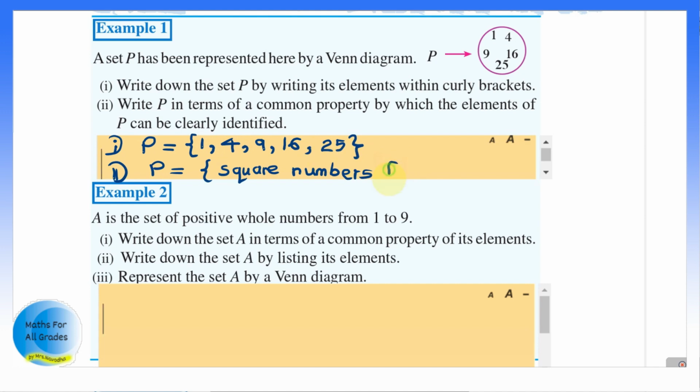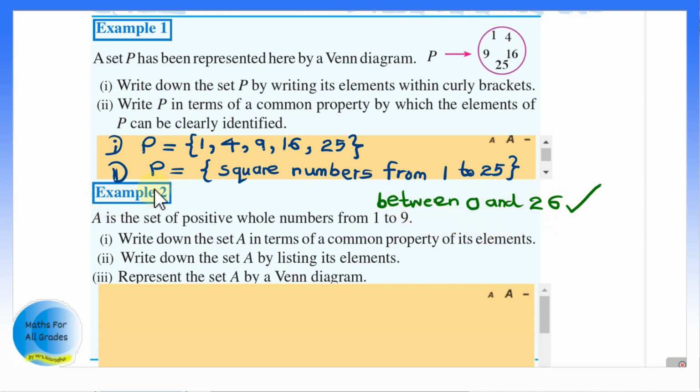You can write from 1 to 25. If you want to write down square numbers between 1 and 25, then it's wrong, because here 1 and 25 are not included, but in our set they are. But you can write it between 0 and 26. Now this one is correct. So 1 and 25 are included this time. That's another way to write it down.